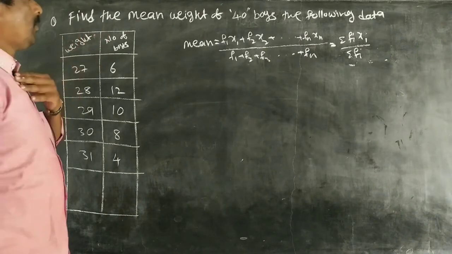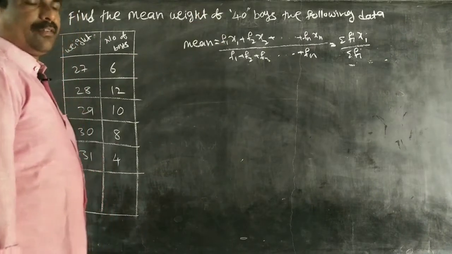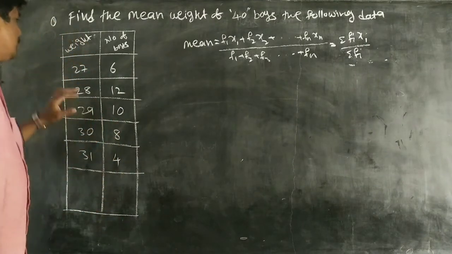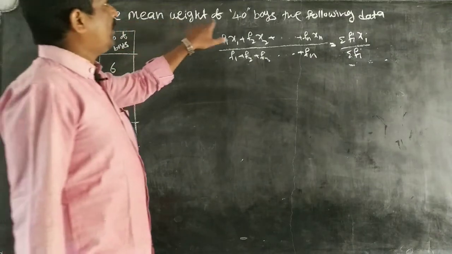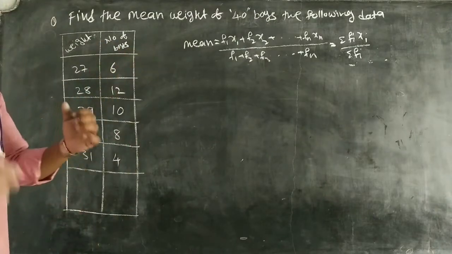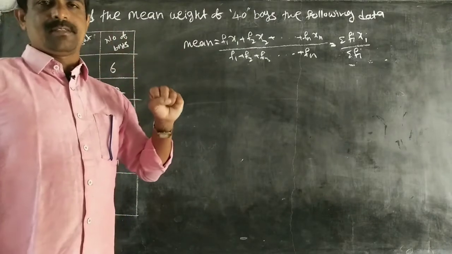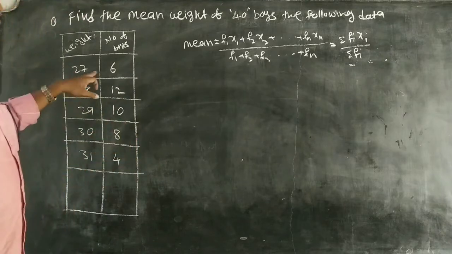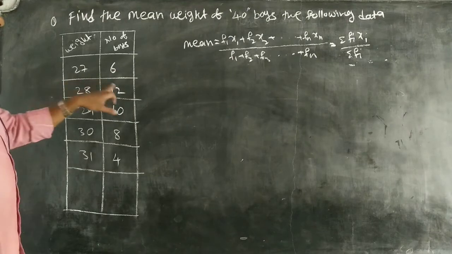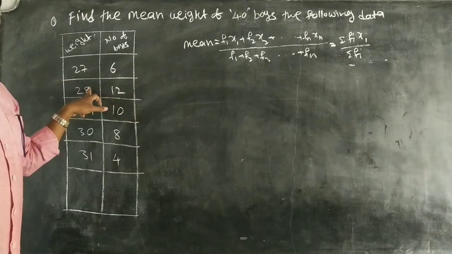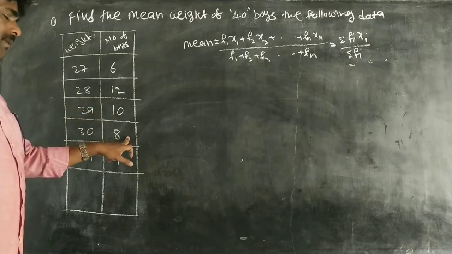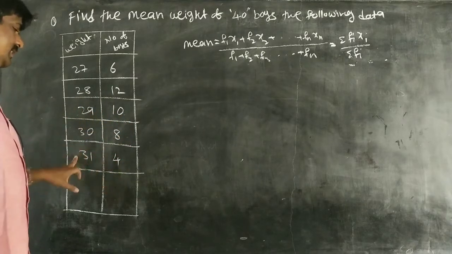Next, again one problem on mean or average. Here another table is given. Find the mean weight of 40 boys from the following data. We take a community and pick 40 boys. Of these, 6 members have weight 27, 2 members have weight 28 kgs, 10 members weight 29, 8 members weight 30, and 4 members weight 31.